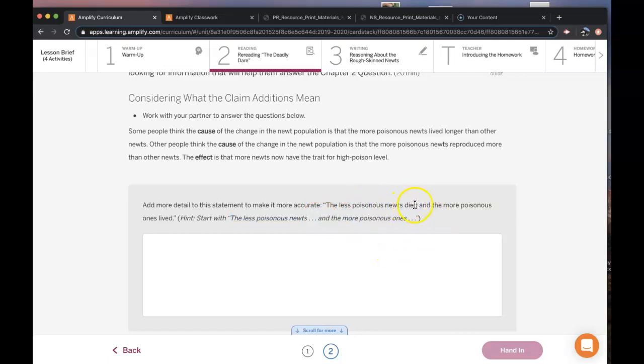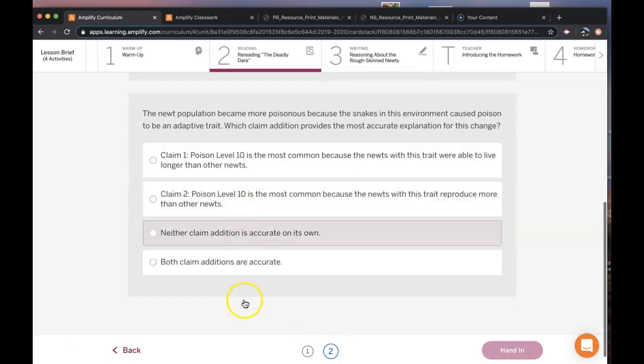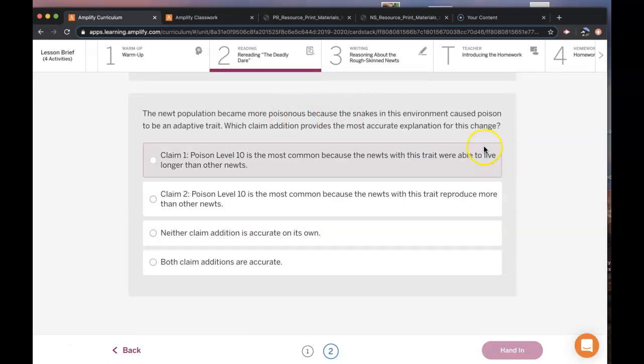You may think it's as simple as they just died or lived, but why would they die? Why did the less poisonous newts die? Why are there less of them? And why are there more poisonous ones? Why did those ones live more? So explain that here, and then choose which claim addition you think provides the most accurate explanation, and then come back and watch the video. It's going to be about 3 minutes and 20 seconds to start the video back.